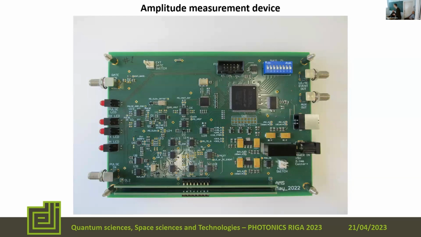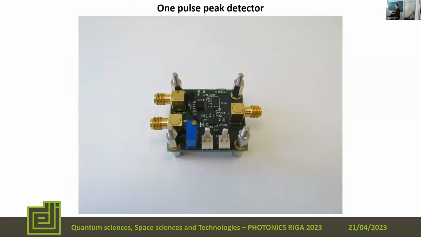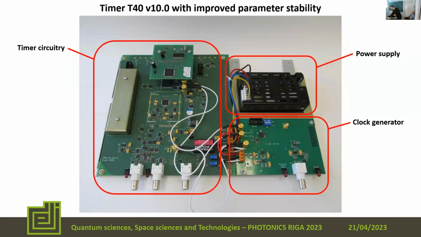So this is a picture of one of our amplitude measurement devices. Here is a picture of a one pulse peak detector. And here you can see one of our previous timers. Basically, it consists of three parts: a power supply, a clock generator, and the timer circuitry.